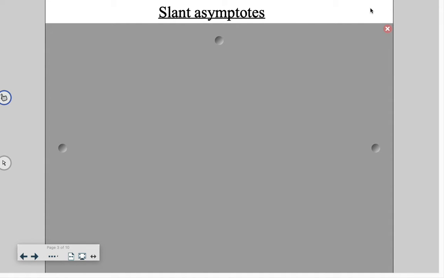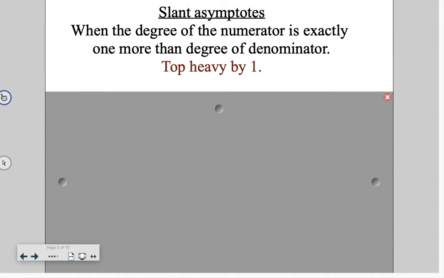So question number one, how do you know when? It's when the numerator is top heavy. Okay, we're still looking just like horizontal, we have not had this case yet, but whenever the degree of the numerator is exactly one more than the degree of the denominator, okay, whenever it's top heavy by one, that's how you know you've got a slant asymptote.